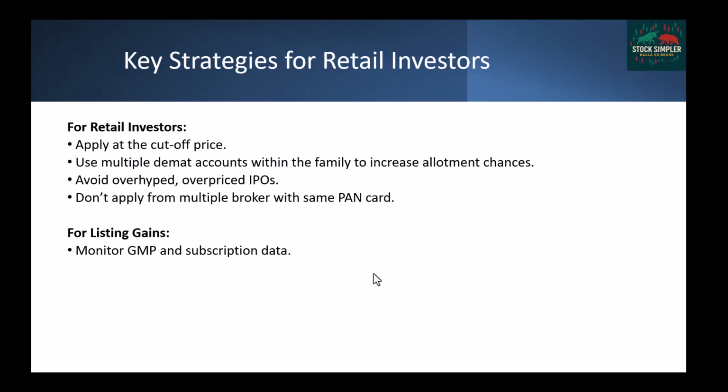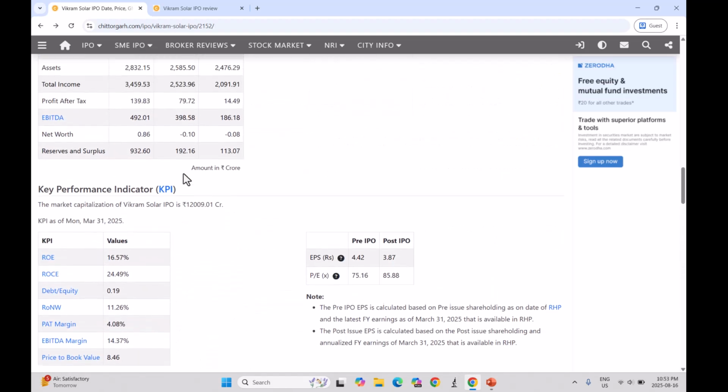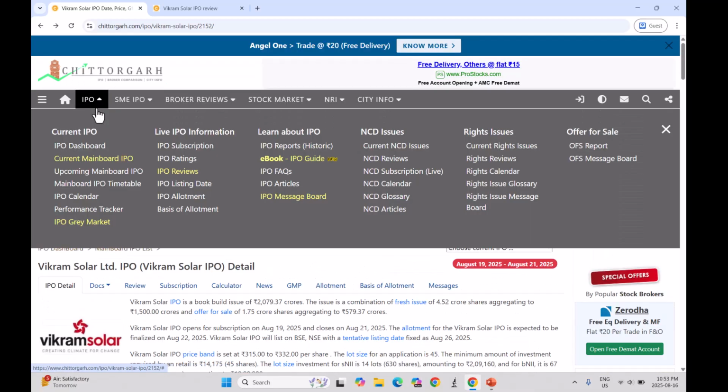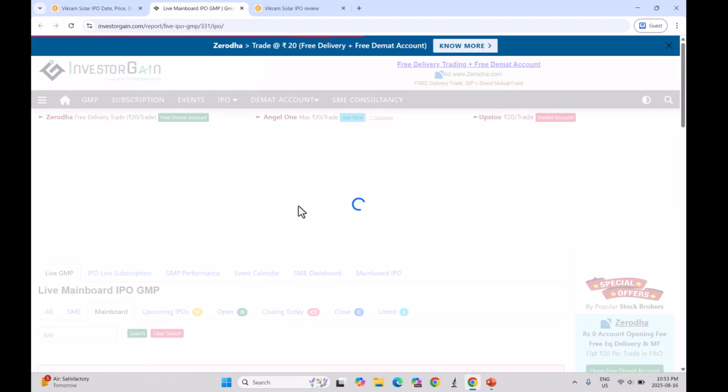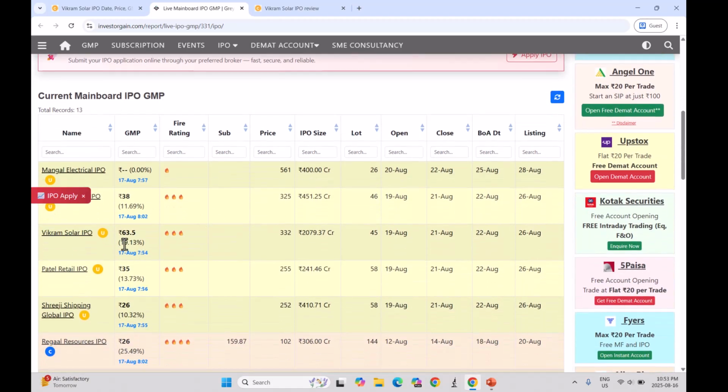And if you are only interested in listing gains, forget everything else. Monitor the GMP and subscription data, and exit on the listing date if the fundamentals are weak. Okay, for monitoring the GMP, again you can go back to the same website, the Chittorgarh website. There we can see, here you can click the IPO gray market. If you click, one website will come up. There it will show the gray market premium.